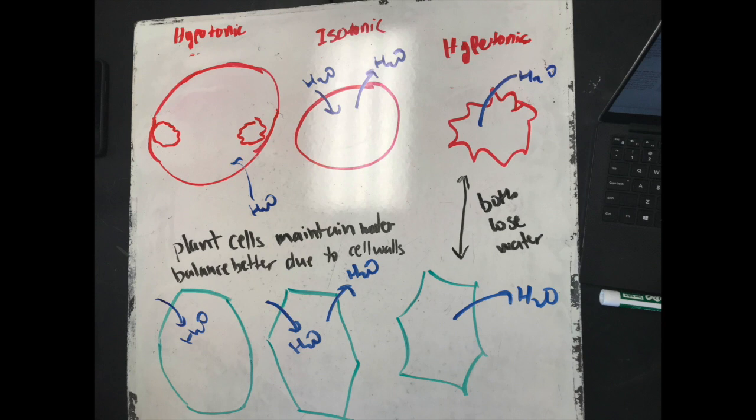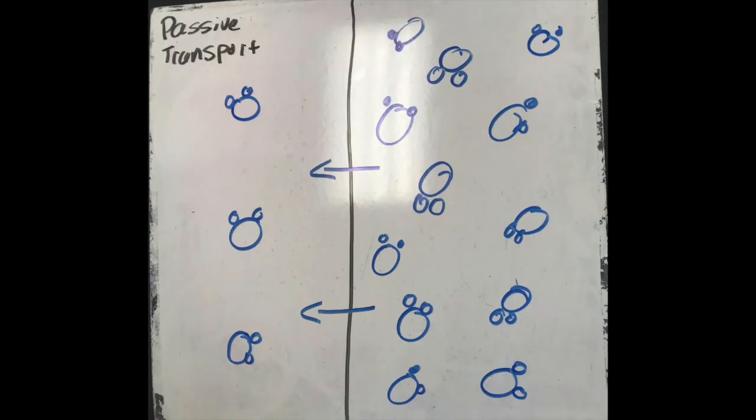Cell walls enable cells to maintain water balance better than those without cell walls, but both lose water in hypertonic environments. There are two ways a cell can transport molecules in and out: active transport and passive transport. Passive transport is the transport of molecules or particles across a membrane without the use of energy. There are three types of passive transport: osmosis, diffusion, and facilitated diffusion.